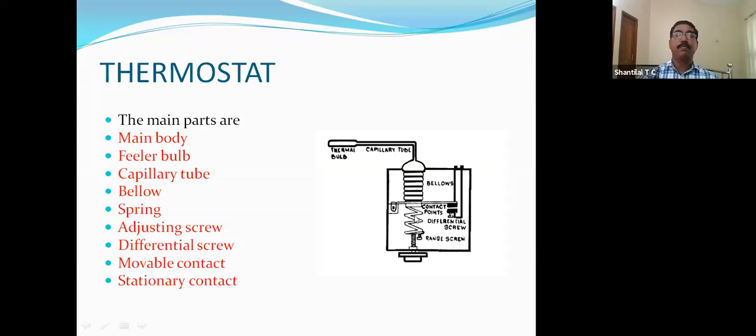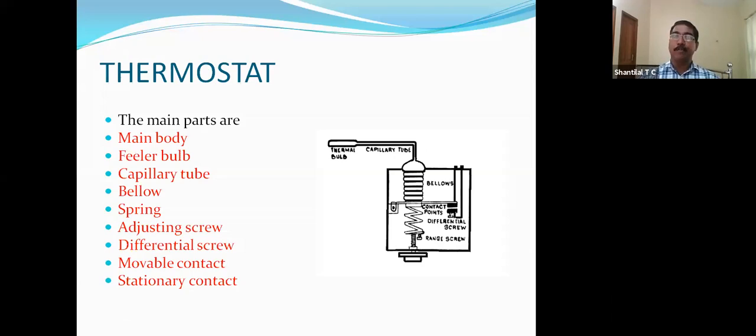Then another is the differential screw. Here one screw will be there. That screw is known as the differential screw. The function of the differential screw is to increase or decrease the cut-in and cut-out temperature. Suppose a refrigerator's cut-out temperature is minus 10 degree and the cut-in temperature is minus 5 degree. So minus 10 and minus 5, that is the difference between cut-in and cut-out.